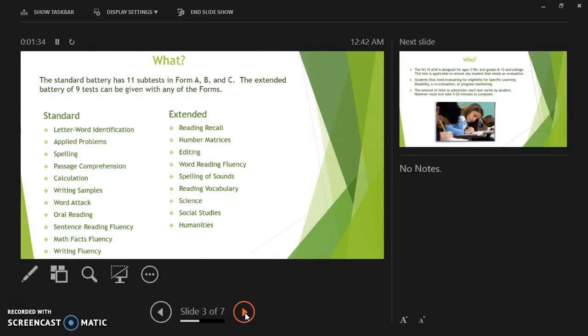Let's look at the different tests that are in the Woodcock-Johnson. Now, there are 3 parallel forms, Form A, B, and C. They each have a standard battery of tests. There are 11 subtests, and I have these listed here. These standard subtests are in all Form A, B, and C. Now, the extended battery is 9 different tests, and these tests can be given with Form A, B, or C. Any test can be given together in combination with another test.